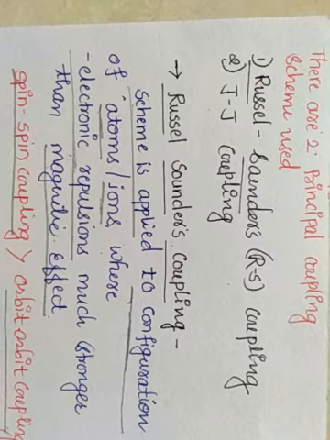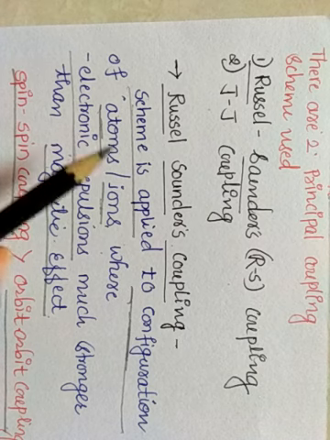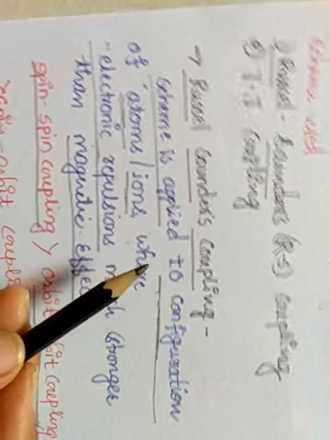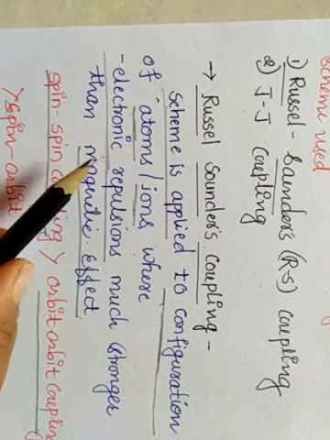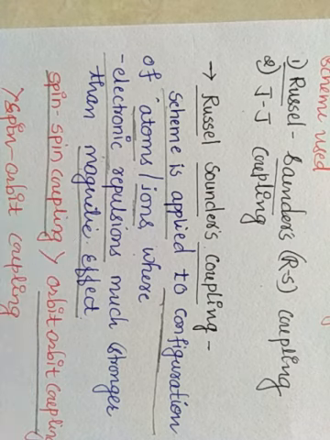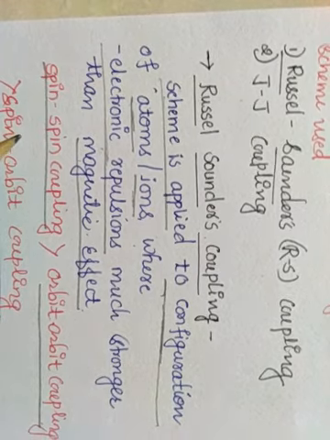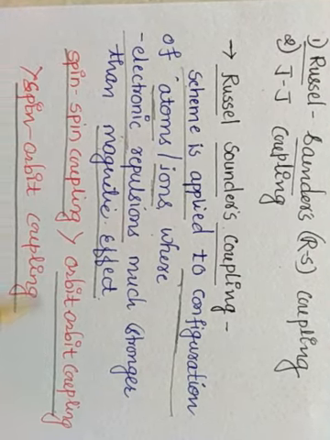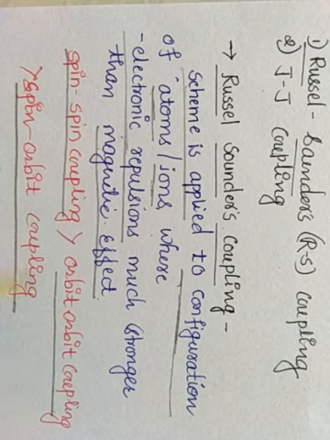There are mainly two principal couplings. One is Russell-Saunders and the other is jj. So what is Russell-Saunders RS coupling? This particular scheme is applied to the configuration of an atom or ion where electronic repulsion is much stronger than the magnetic effect. That is, we can say spin-spin coupling is more favorable than orbit-orbit, and orbit-orbit coupling is more favorable than spin-orbit coupling.